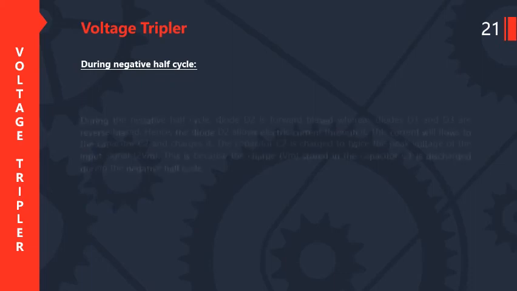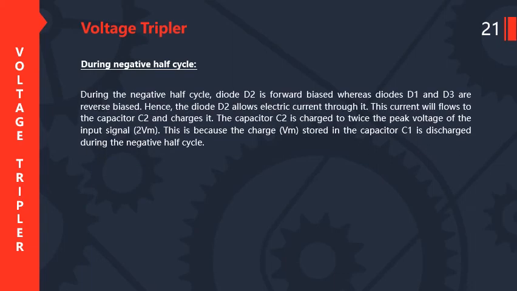During the negative half cycle, diode D2 is forward biased, whereas diodes D1 and D3 are reverse biased. Hence, the diode D2 allows electric current through it. This current will flow to the capacitor C2 and charge it. The capacitor C2 is charged to twice the peak voltage of the input signal, that is 2Vm.